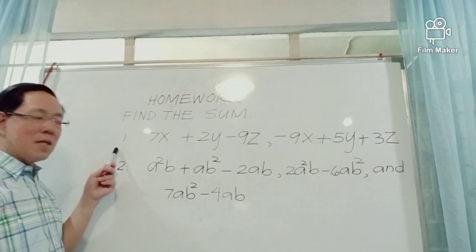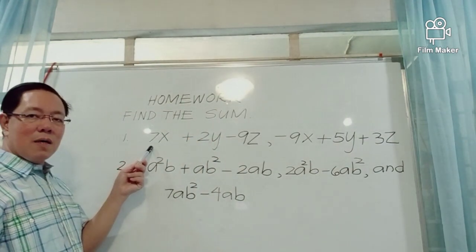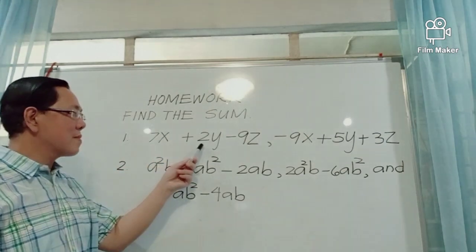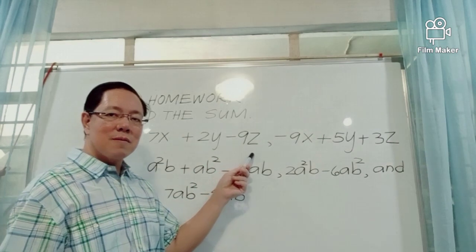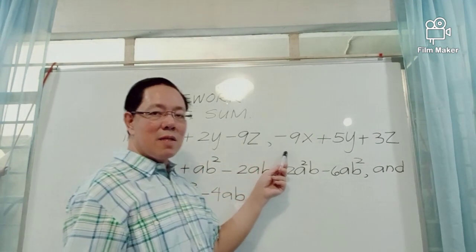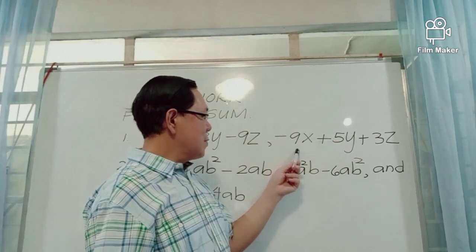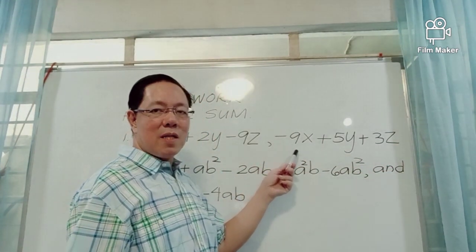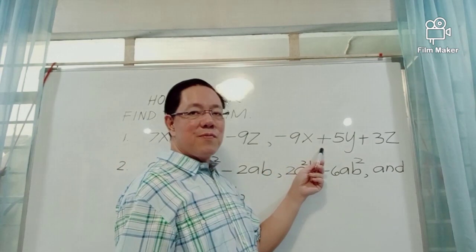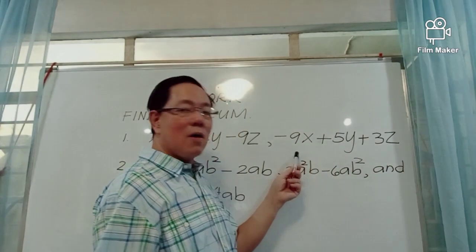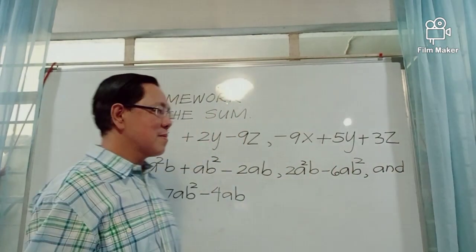For number 1, the given are 7x plus 2y minus 9c. This is a trinomial, and you will add this to the second given algebraic expression, negative 9x plus 5y plus 3c, which is also a trinomial.